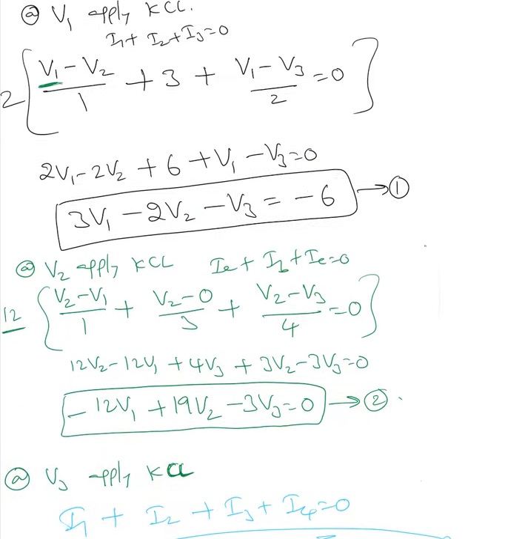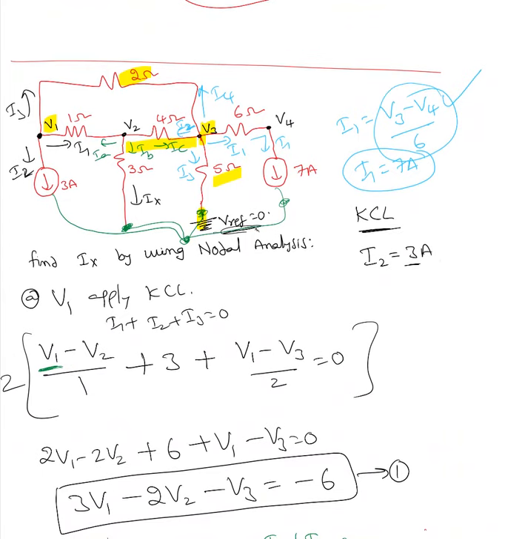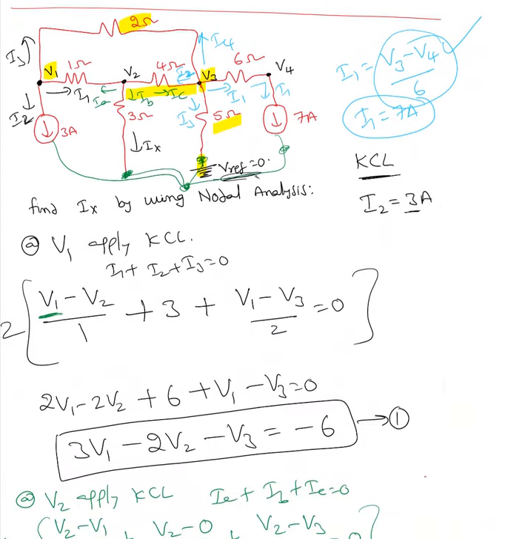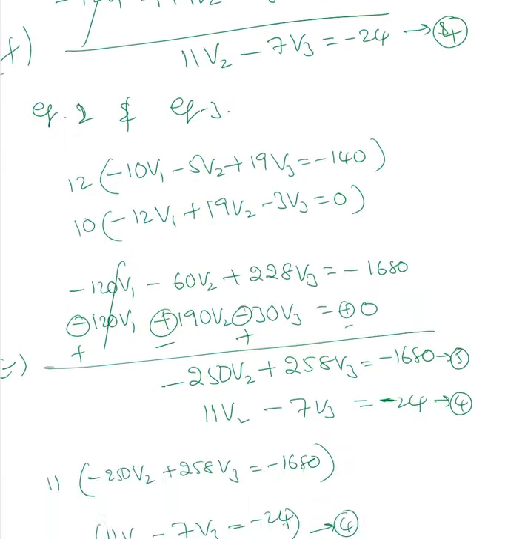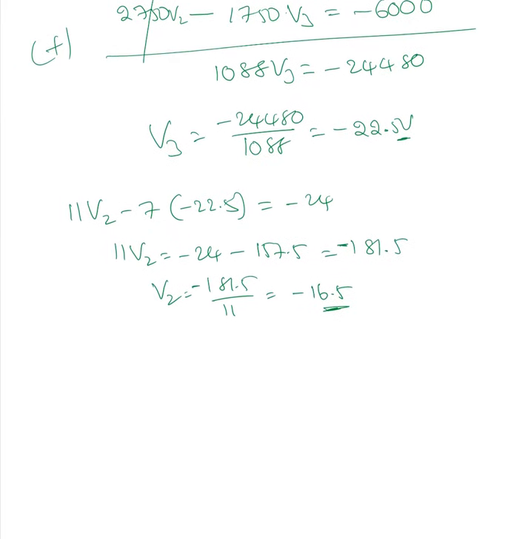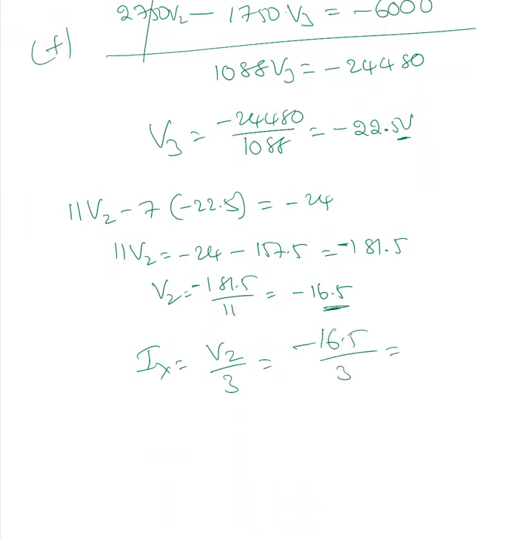But what is our final goal? Here he's asking for ix. To find ix, all I need is V2. So ix equal to, in the given equation, ix equal to V2 over 3. V2 is minus 16.5 over 3. That value is minus 5.5 amperes.